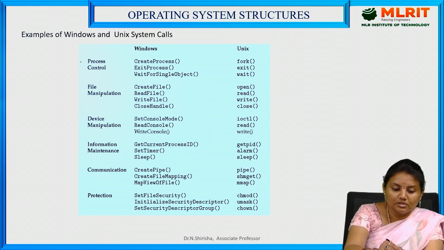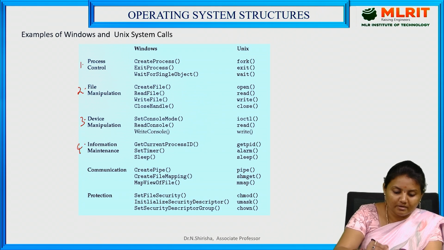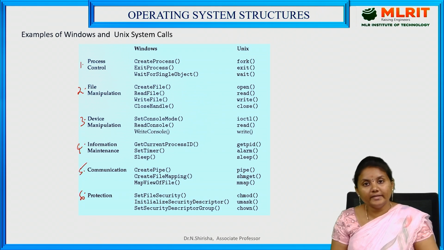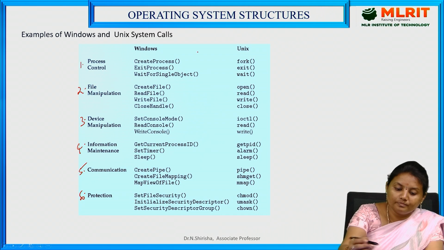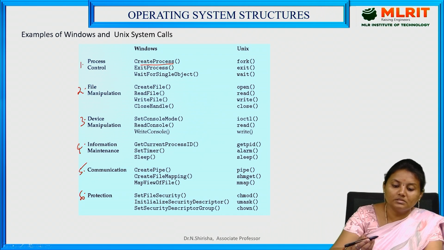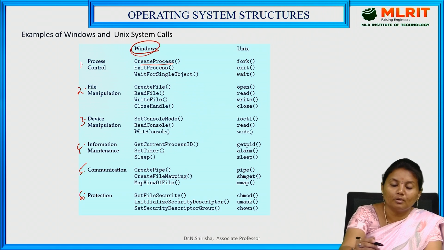So we have discussed process control, file manipulation, device manipulation, information maintenance, communication and protection. These are the areas where we have to use the system calls. For process control, these are the actual system calls that we are using in the Windows operating system: create process to create a process, exit process, terminate process, wait for single object, and wait for time.